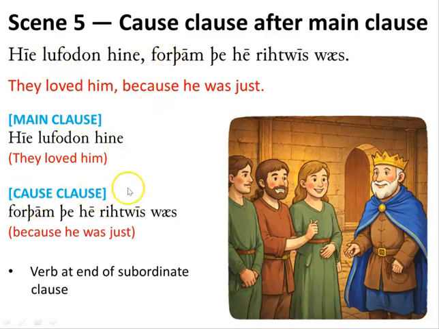And then the cause clause or subordinate clause. Clause because there's a reason, hence cause, but also it's just a subordinate clause. This for thaem there is a subordinating conjunction, if you want technical terms, and it tells you you're dealing with a subordinate clause. Notice in the subordinate clause, the verb is at the end of the subordinate clause. For thaem he rihtwis waes. Okay. Here they loved him, him.